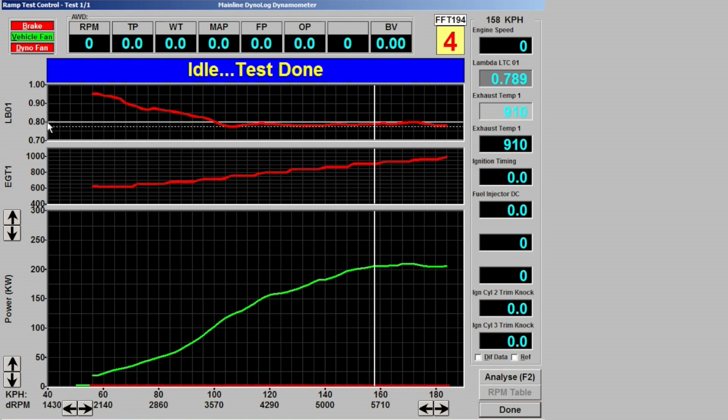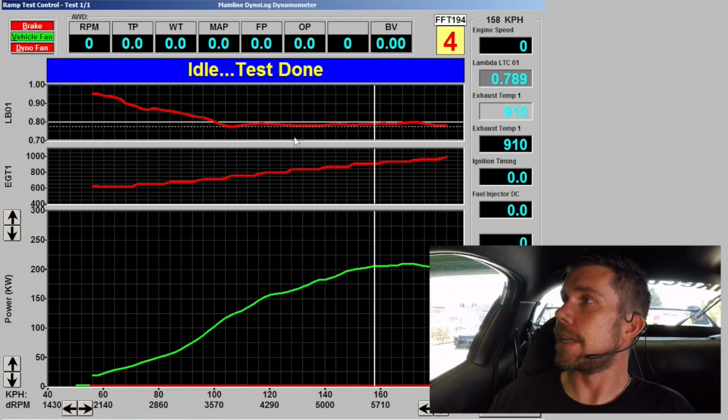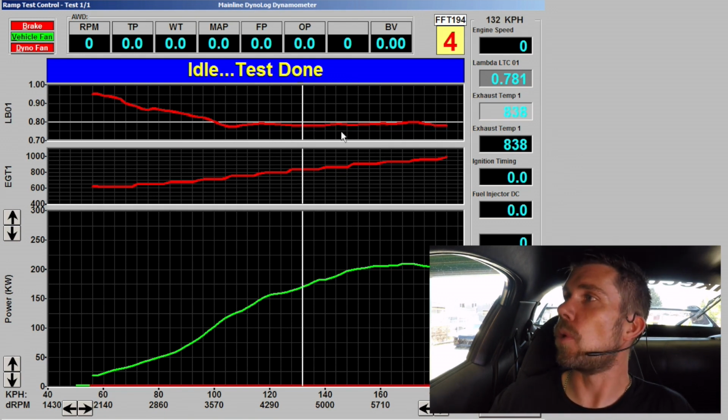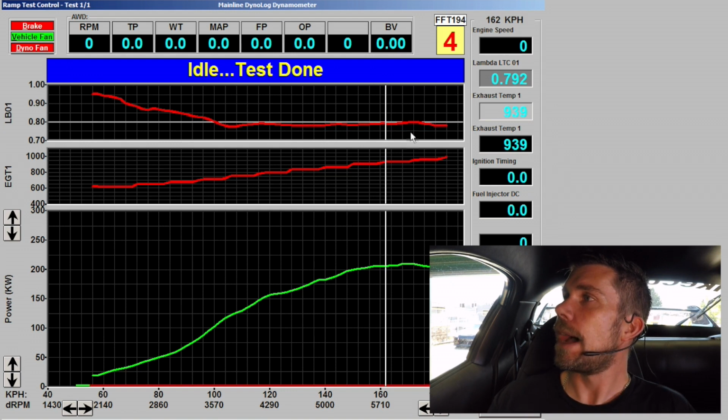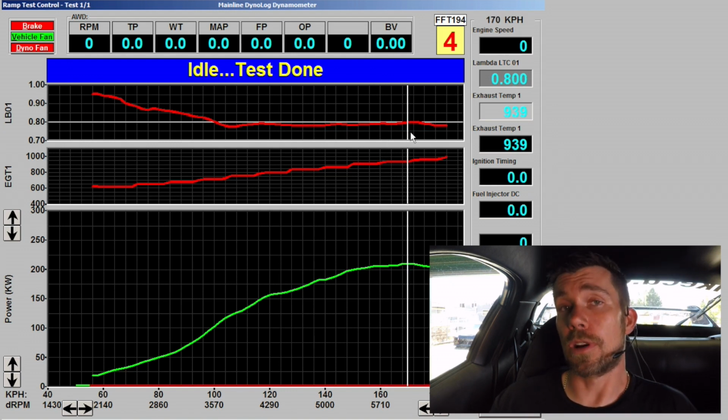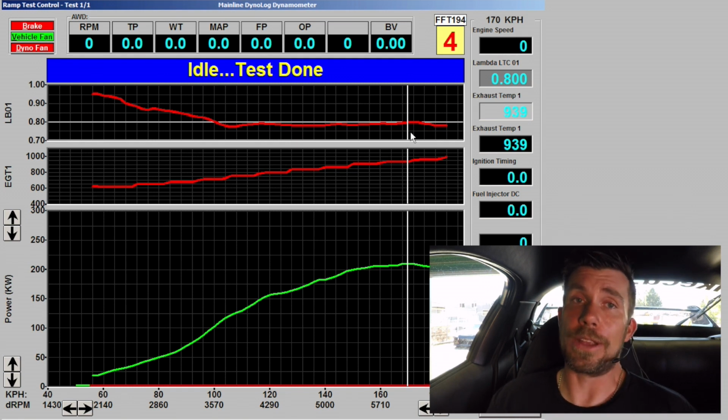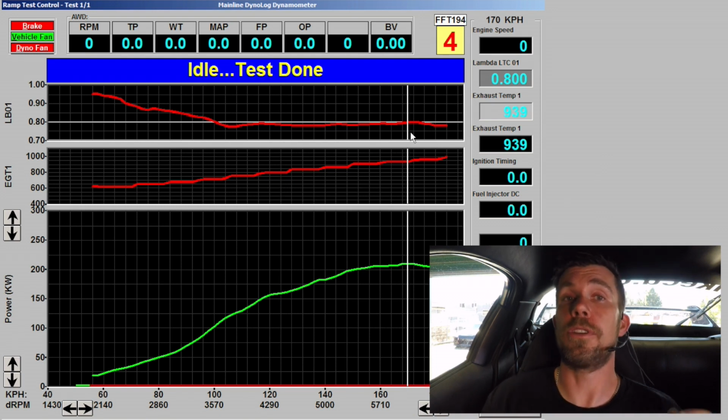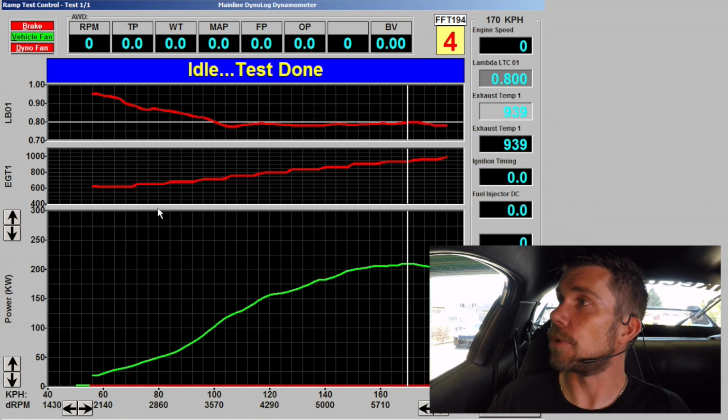First of all, on the top we've got our air-fuel ratio, and you can see that during this run we've ended up running through at around about 0.79, 0.80 lambda, which for a turbocharged rotary is quite a lean air-fuel ratio. Would normally run richer, and the reason I've chosen to run this a little leaner is just to demonstrate the effect of the air-fuel ratio on our exhaust gas temperature.